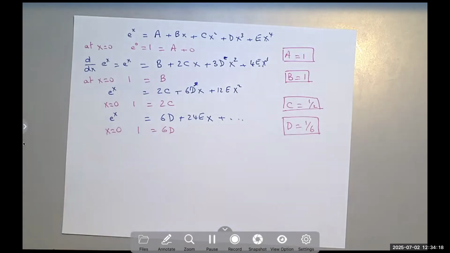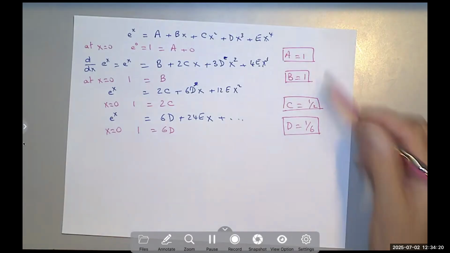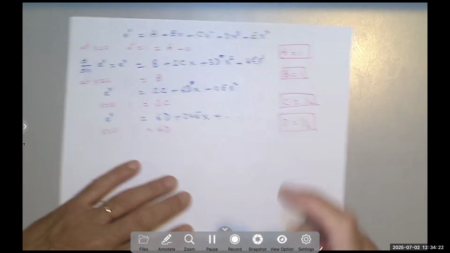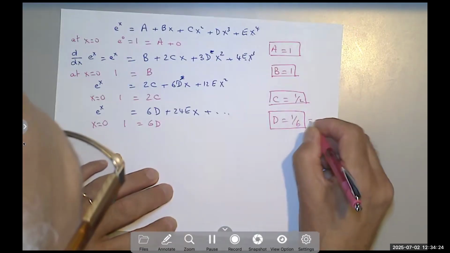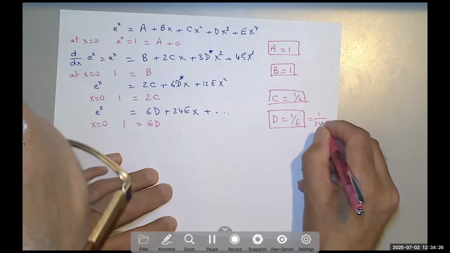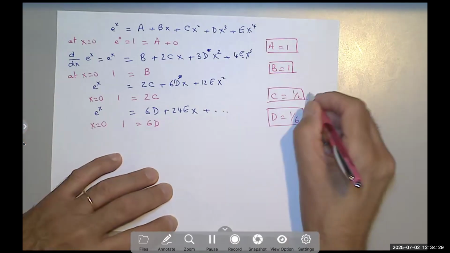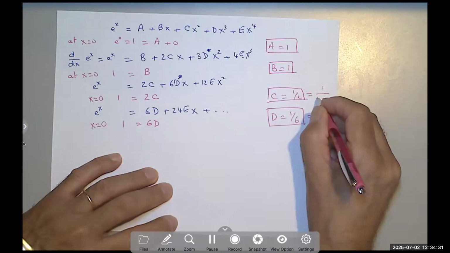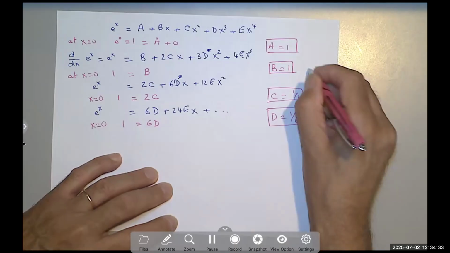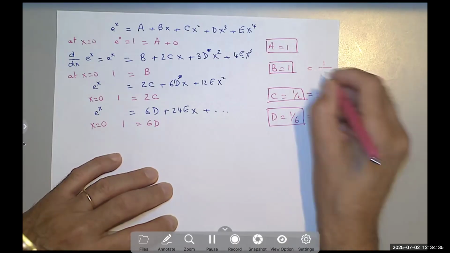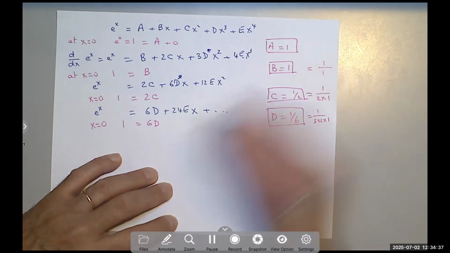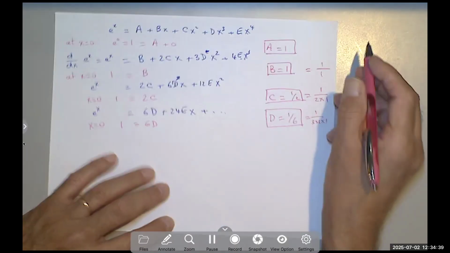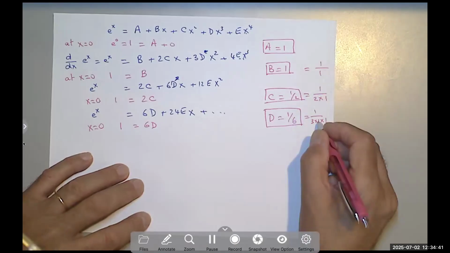And this should remind you of something. I can rewrite, instead of saying 1 over 6, I can say 1 over 3 times 2 times 1. And this is 1 over 2 times 1. And this is 1 over 1. And this is, so I can write d.